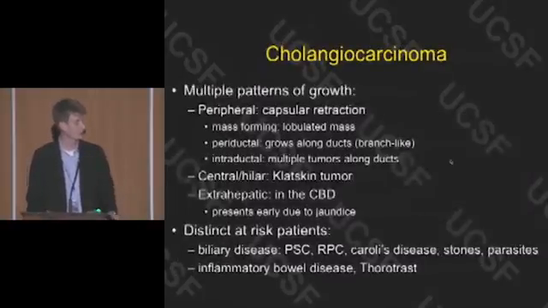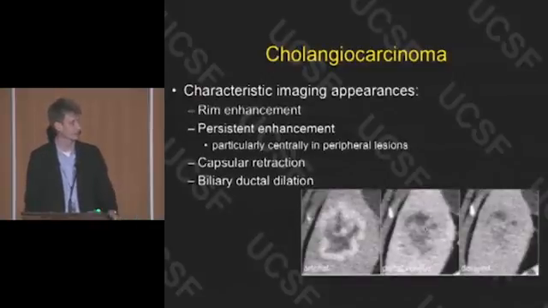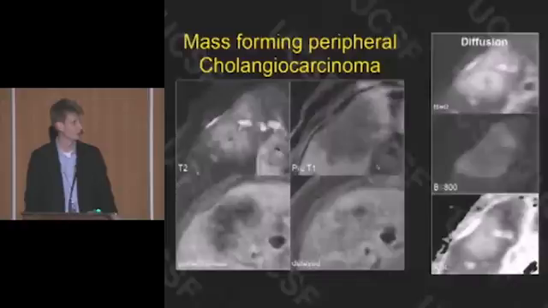And then I have a little bit on cholangiocarcinoma. I know Ben touched on this, and I'll try to focus on the peripheral nodular cholangiocarcinomas, obviously in the at-risk patients that Ben mentioned. Classically, you have rim early enhancement, and then the center will fill in and have delayed enhancement centrally. So you have this target sign appearance. You have capsular retraction and biliary ductal dilation.